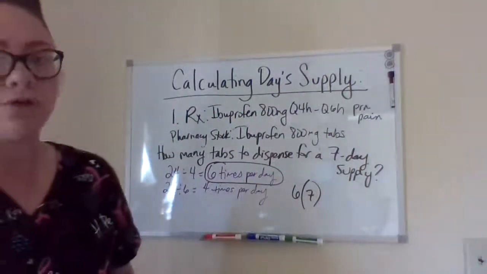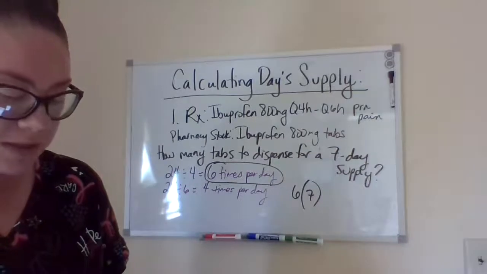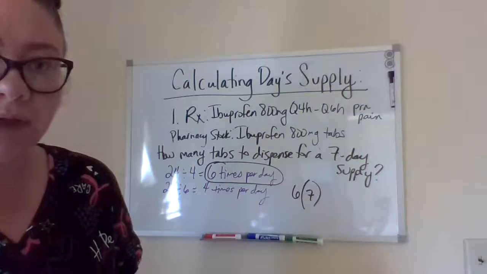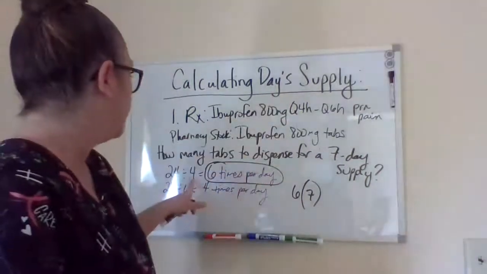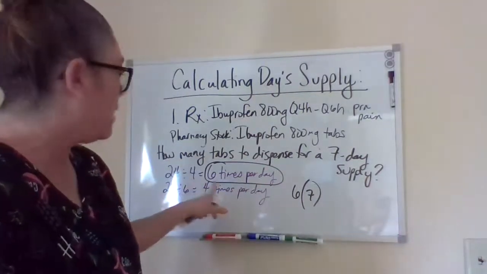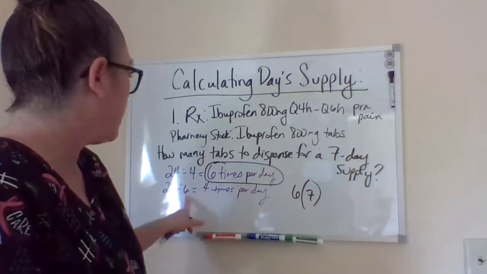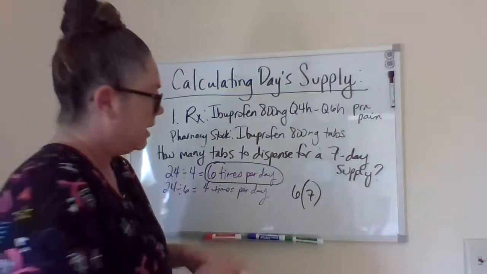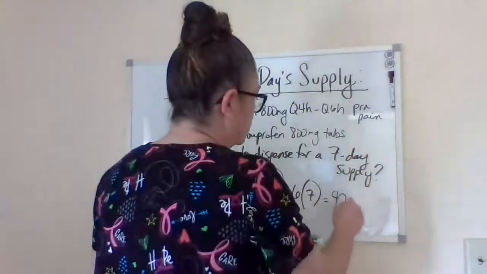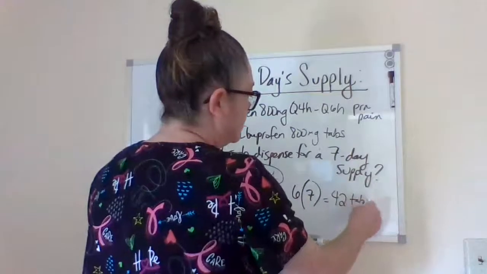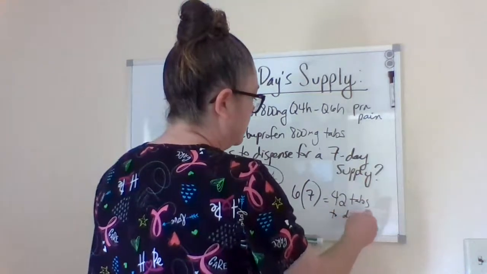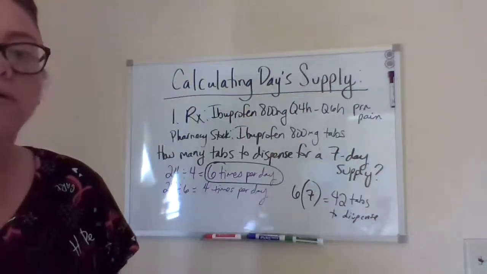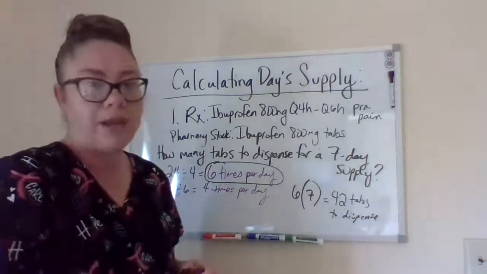So again, when you're trying to figure that out, use it based off of a 24-hour period, okay? So in 24 hours, we divide 24 by every 4 hours, that's 6 times a day. 24 hours divided by every 6 hours is 4 times a day. We go with the largest amount, and we have 6 times 7, which is 42 tabs to dispense. Okay, so that's the maximum amount that we're going to dispense to our patients.